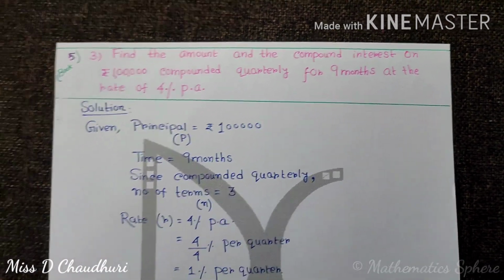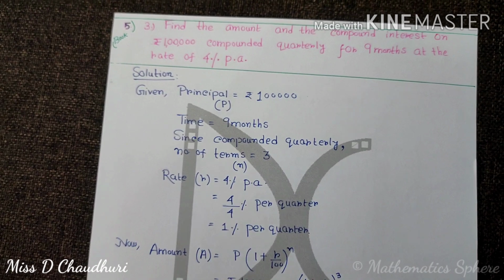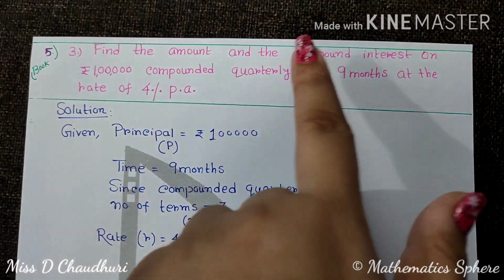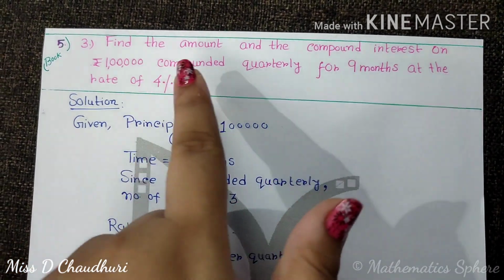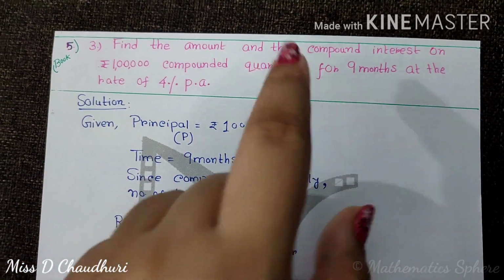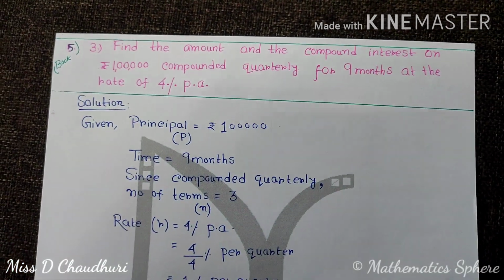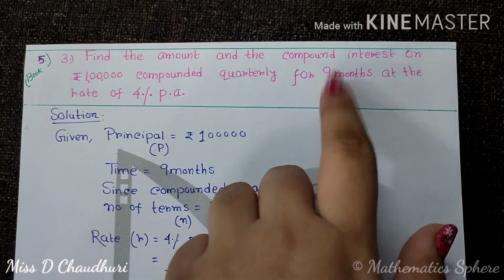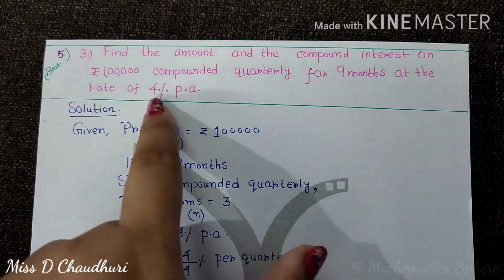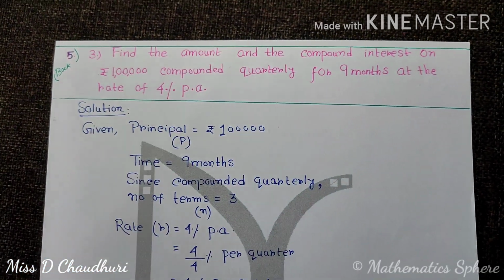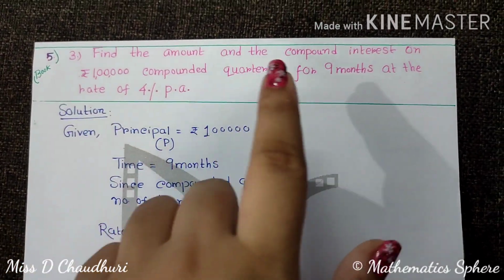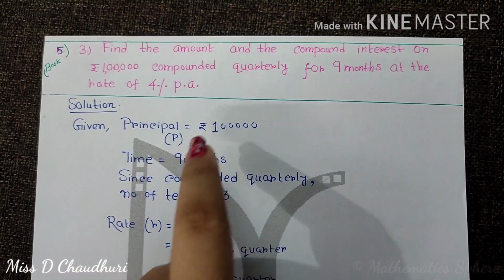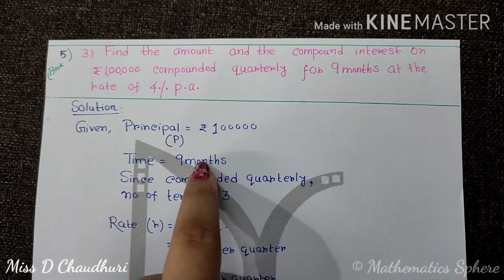Now first the thing is that what is a quarter? Actually quarter means 3 months. See what the question tells. Find the amount and the compound interest on rupees 1 lakh compounded quarterly, means after every 3 months your interest will be added to the principal, for 9 months, the time is 9 months at the rate of 4% per annum. Done. Now see what should be done. So clearly it is given that the principal is 1 lakh. Now the time is 9 months.